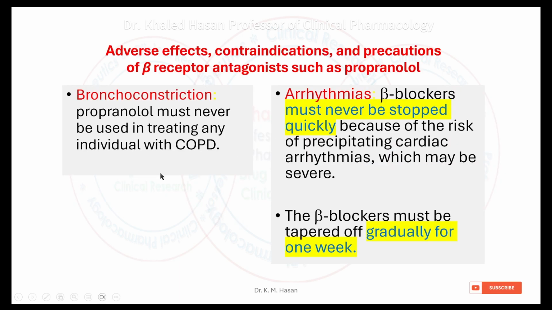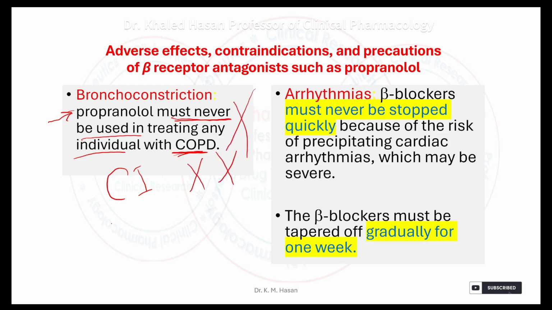So regarding bronchoconstriction, propranolol must never be used. Propranolol is contraindicated in patients with COPD and asthma. It's not allowed to use propranolol in these patients because propranolol blocks beta 2 and this will lead to an acute asthma attack. For the arrhythmias, if the patient is on chronic treatment with a beta blocker, never stop this medication suddenly. You need to decrease it gradually in order to allow the receptor to reactivate again.